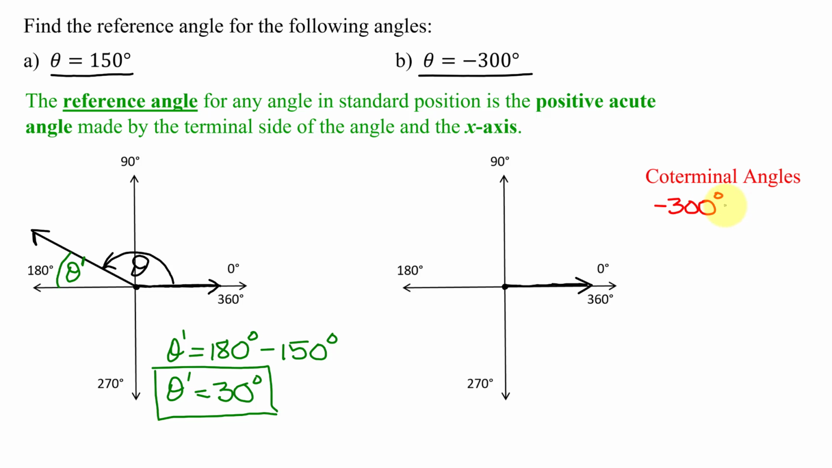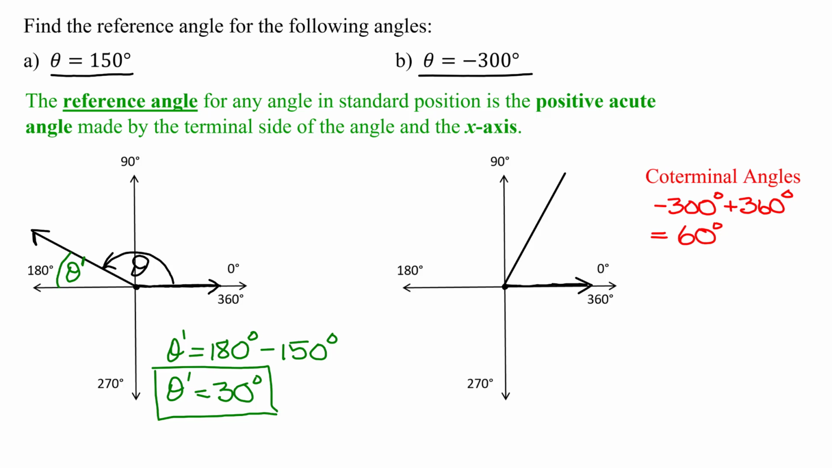I need a positive angle that's coterminal with it, so I add one revolution of 360 degrees. Negative 300 plus 360 is positive 60 degrees. Now 60 degrees terminates in quadrant 1. So its coterminal angle, negative 300 degrees, also terminates in quadrant 1.